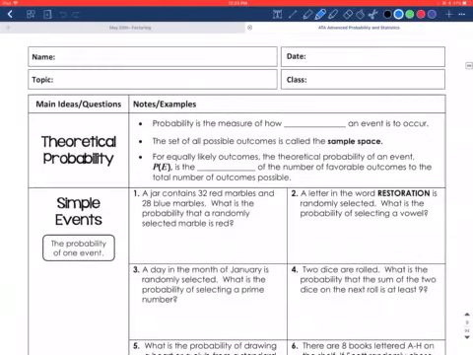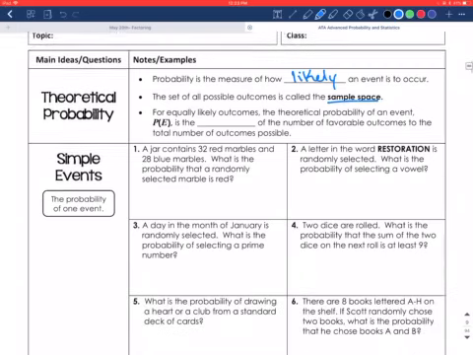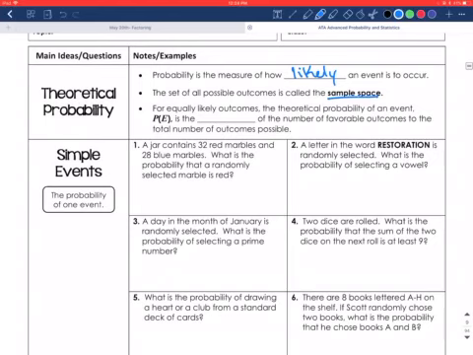So, theoretical probability. What we're talking about here is pretty much the definition of probability: how likely an event is to occur. And the set of all possible outcomes is called your sample space. Sometimes you'll hear me just call it the sample. For equally likely outcomes, the theoretical probability of an event is the ratio of the favorable outcomes to the total number of outcomes.